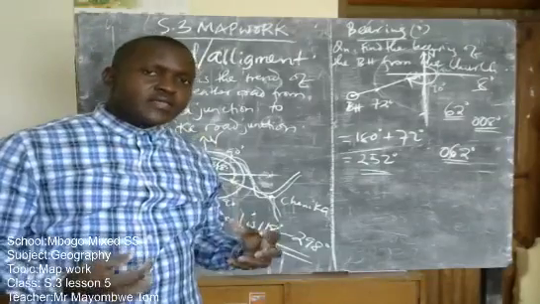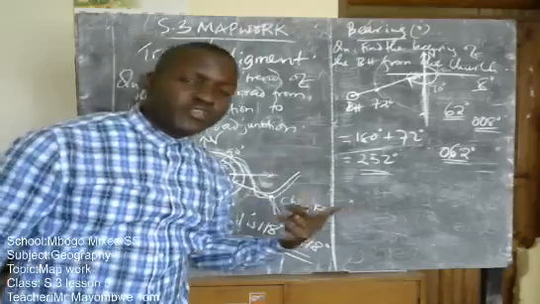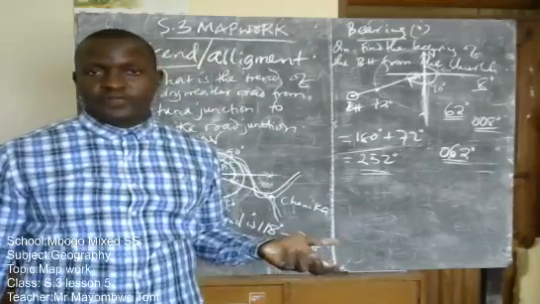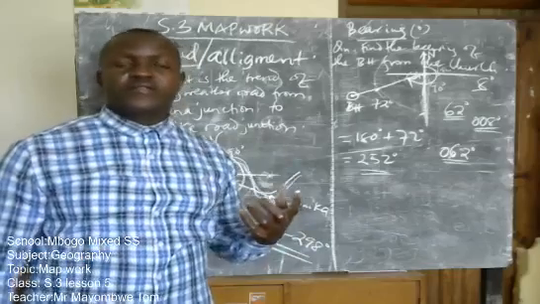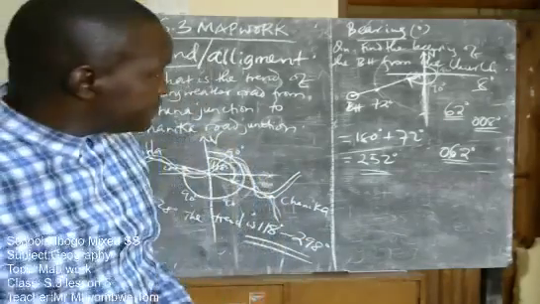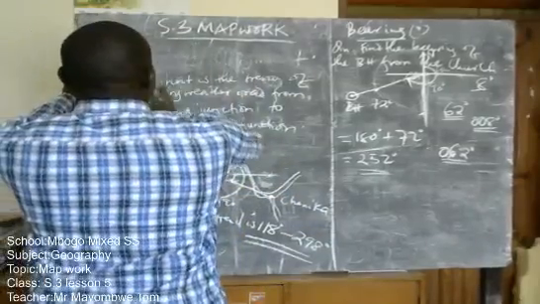So, bearing is given in degrees. Trend is given between degrees. So these two should not confuse you. They are different. Are you together? Okay. Let us continue.